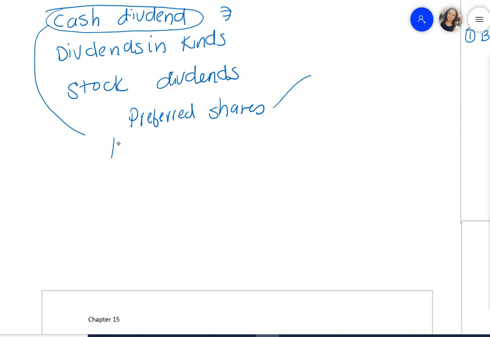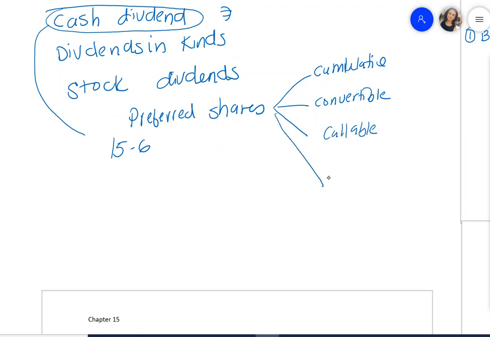The page that I was looking for is page 15.6. It has some features of preferred dividends, and we will be learning about cumulative, convertible, callable, and participating. Cumulative: dividends on cumulative shares that are not paid in any given year are known as dividends in arrears. So if they're not paid in a year, they are in arrears. Then next time the dividends are issued, you have to pay what was in arrears before you pay the current year's dividend.